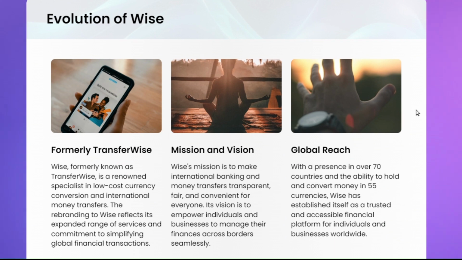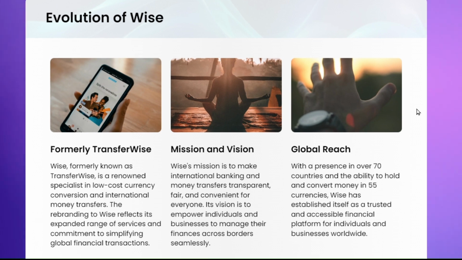Wise, formerly known as TransferWise, is a renowned specialist in low-cost currency conversions and international money transfers. The rebranding to Wise reflects its expanded range of services and commitment to simplifying global financial transactions. Wise's mission is to make international banking and money transfers transparent, fair, and convenient for everyone. Its vision is to empower individuals and businesses to manage their finances across borders seamlessly.